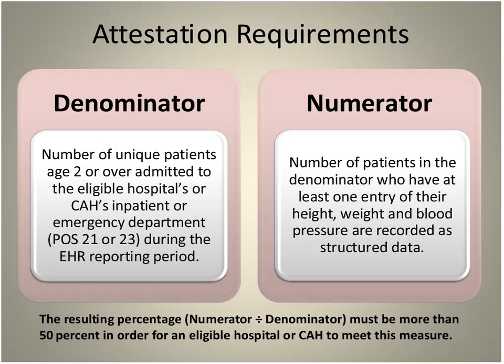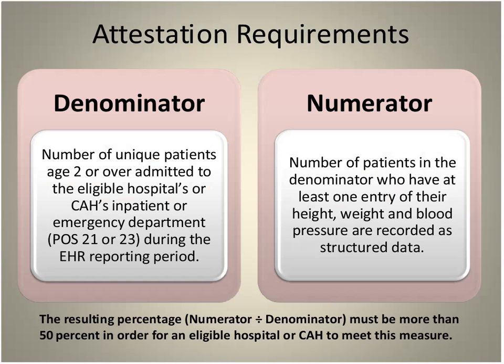Okay, the attestation requirements. In other words, what do we have to do to prove this one? We have to be able to get the number of unique patients that are in that age range, 2 or older, admitted to the hospital or seen in the emergency department during the reporting period. And again, the certified EHR software is supposed to generate that information because that's how the certification criteria were written.